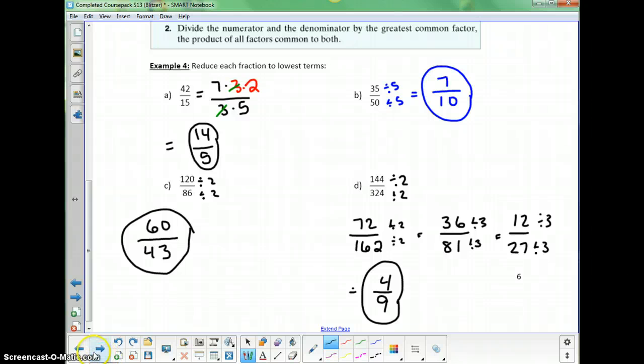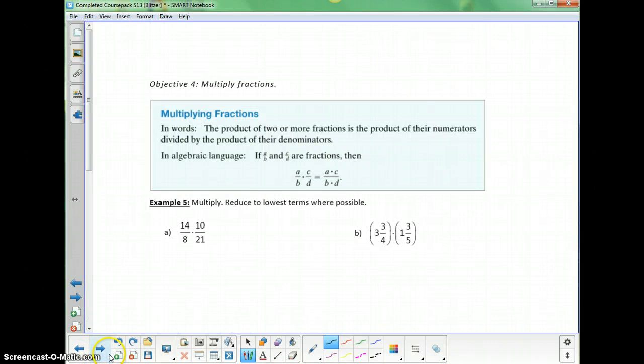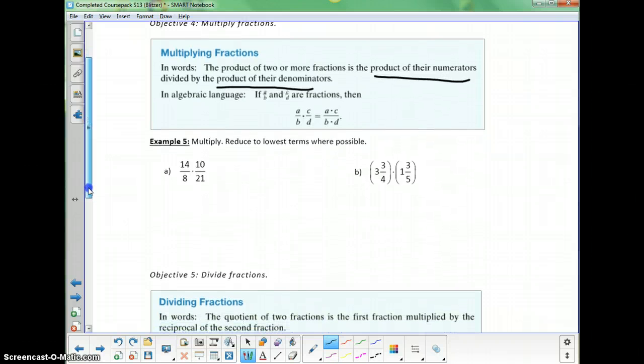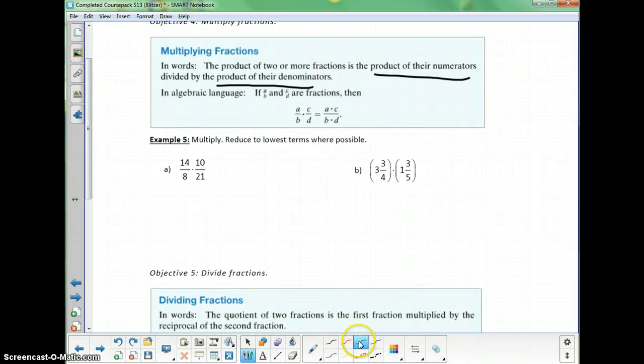Alright, let's try the next example. The next objective is multiplying fractions. Multiplying fractions works straight across. When I multiply two fractions together, I multiply the numerators and I multiply the denominators. So the product of the numerators divided by the product of the denominators. And I always reduce wherever possible. I actually make reducing my priority and I do it first.